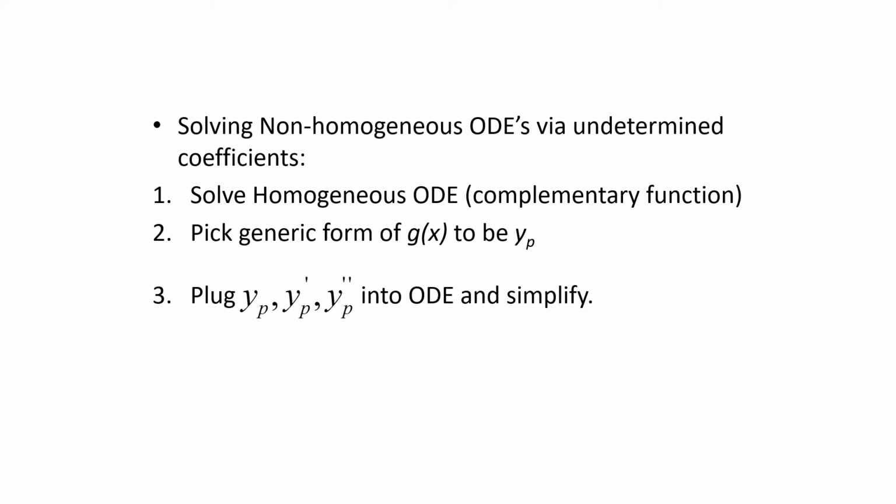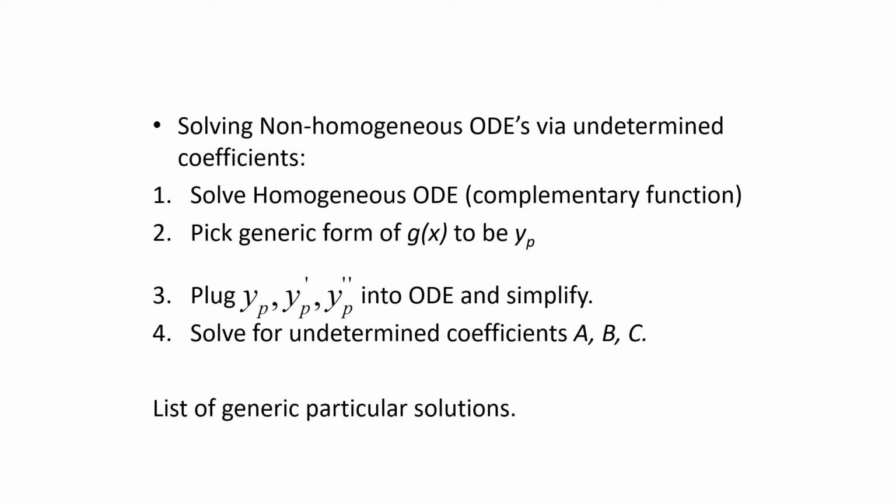Right? So then we're going to take that yp and its derivatives, plug them into the ODE, and simplify. And then we're going to solve for our undetermined coefficients A, B, C, D, however many we have. If your textbook covers the method of undetermined coefficients with the superposition approach, there's often a list of generic particular solutions in your book. So you may want to check your book and see if you can find that table. That may be helpful in choosing that generic form of g of x when we're assuming what yp is.